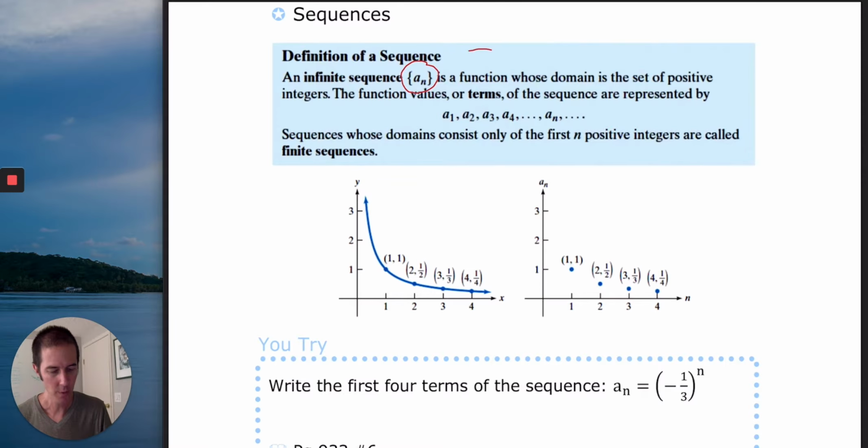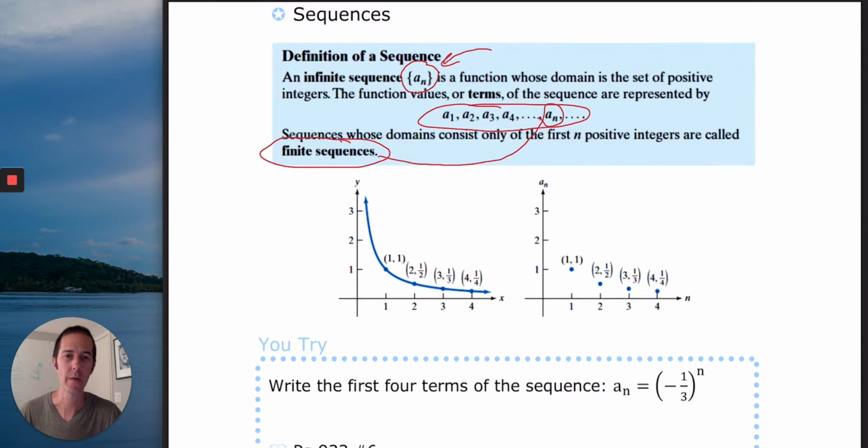Now look, this is the sequence a sub n, and so the terms are going to be represented by a sub 1, a sub 2, a sub 3, and so on. An infinite sequence is always going to keep going forever, thus infinite. However, there are finite sequences where we're going to stop at some particular term, and we'll call that the nth term, n with a little th. Those sequences are called finite sequences.